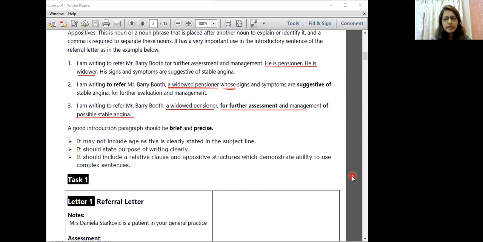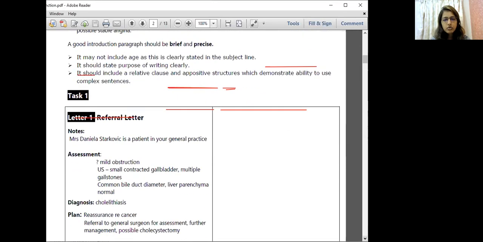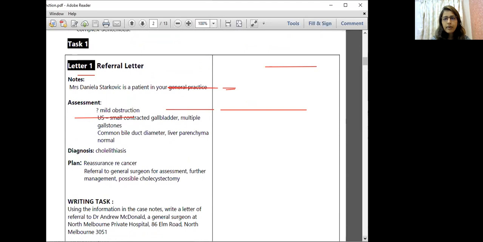So now, keeping all the knowledge that I have imparted so far, can you try writing an introduction paragraph for these notes here? I haven't given you the full notes. I've just given you the notes to help you understand who you are. You have the writing task here to understand who the target reader is. You have the plan here to understand why this referral is being written. And you have the diagnosis and some portion of the assessment. I want you to write the introduction paragraph, which is brief and precise. Please go ahead and type your responses in the chat box.